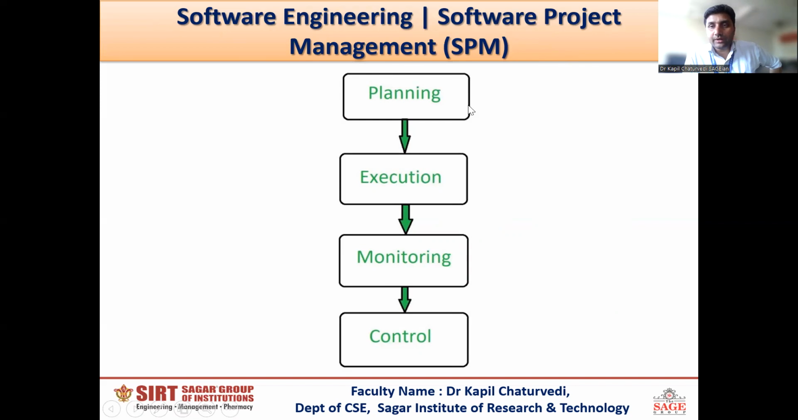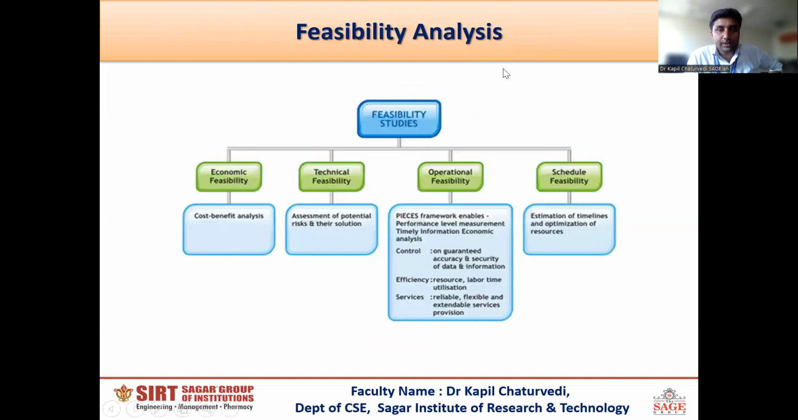First of all, you have to plan how to manage our project, then how to execute that plan, then how to control and monitor the project, and how to control all the activities during the software construction. So the management team will basically focus on these four terms. This process is known as software project management or SPM.